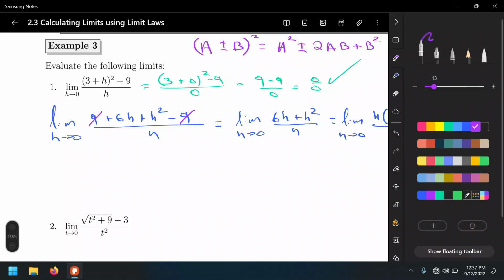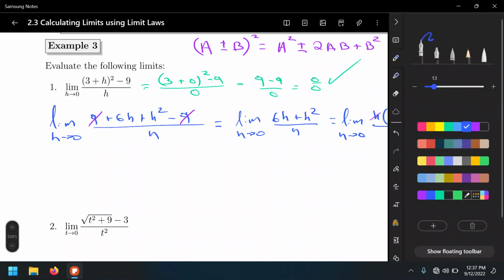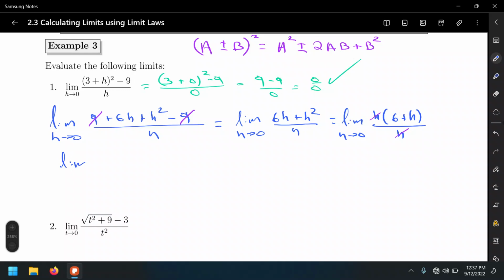Now check this out. At this point, we may divide out these two h's. Aren't those two h's the ones that are causing trouble in the limit, giving us a 0 over 0? That means we're safe now. So that's limit 6 plus h as h approaches 0. So we may go ahead with 6 plus 0, and we will no longer get a 0 over 0. We will get an actual value for the limit.